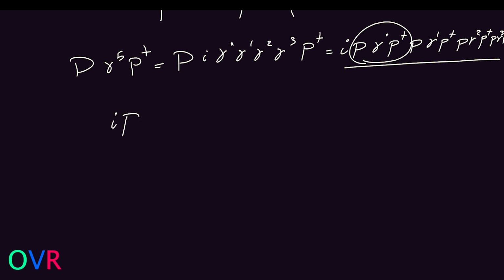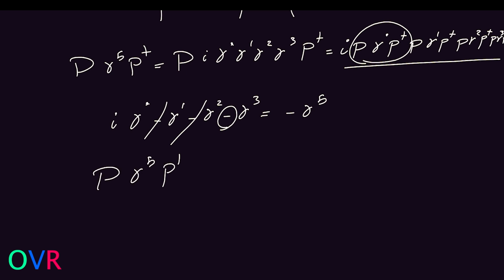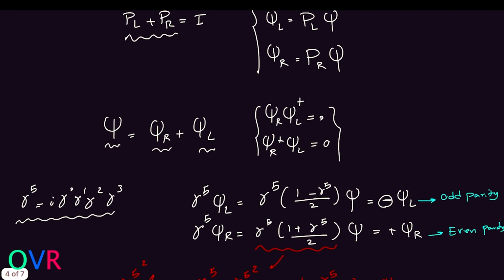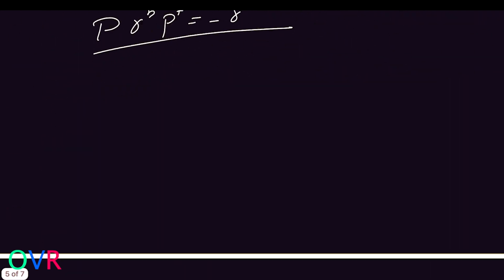So that term is going to be only gamma 0. The other terms are going to be all flipped. So two of them are going to go out and there is one, so this is equal to minus gamma 5. So that's how P gamma 5 P dagger is equal to minus gamma 5. So now I can basically use it here.